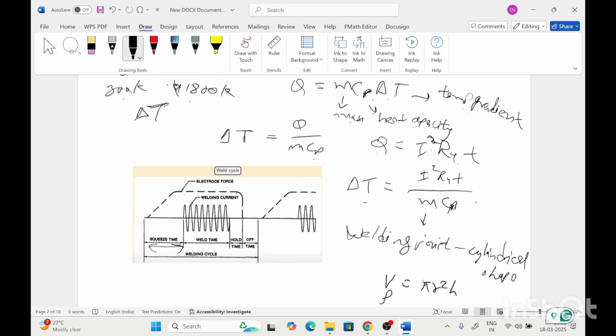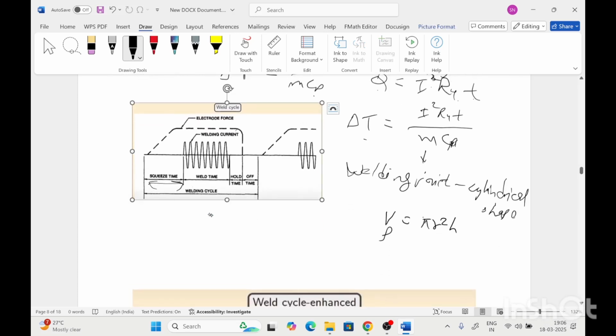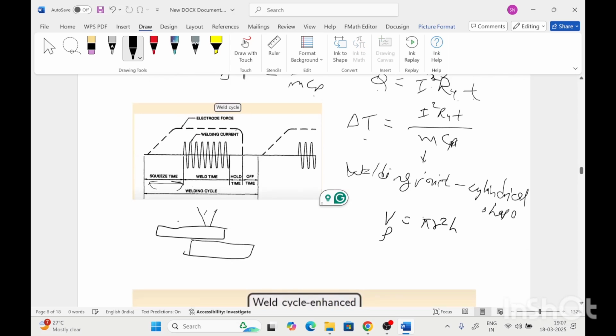So here m is the mass of the welding joint. Generally the welding nugget forms in a cylindrical shape. These are the two plates, and this is the electrode. So the welding joint is formed like in this shape. This is the cylinder type.